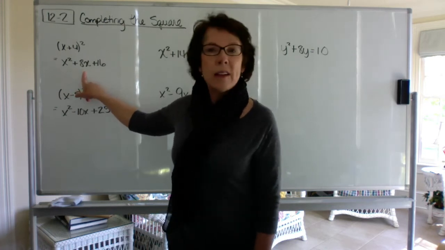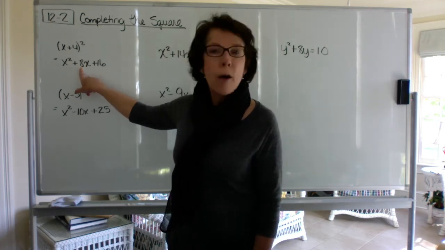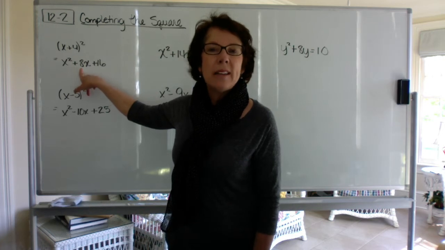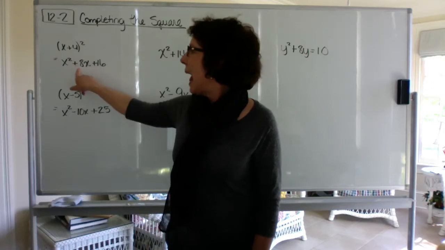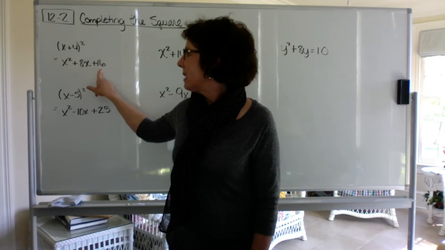Another thing to notice is that if I take the coefficient of my middle term in the trinomial, half of 8 is 4, and square it, I get the last constant term. Half the coefficient of x and square it, I get 16.